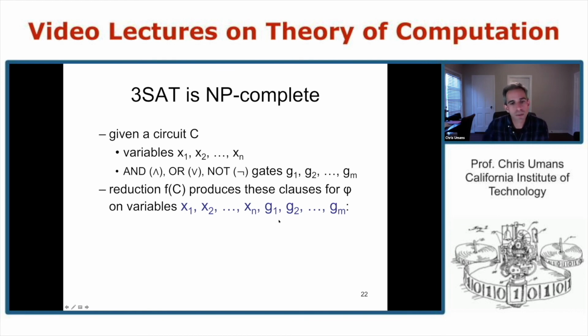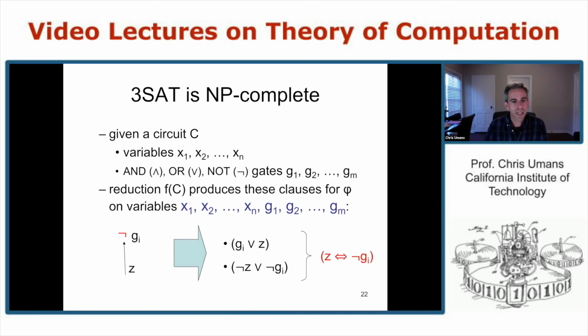We're going to throw together a bunch of different clauses, one for each gate, so that if you satisfy all those clauses simultaneously, you must be setting these gate variables the way they are set as the circuit functions, and that will give us the hook that we need to carry out the reduction. For each gate, I'm going to produce two or three clauses that I throw into the bag, and the collection of all those clauses at the end is going to be our instance of 3-SAT. So let's start with a negation gate.